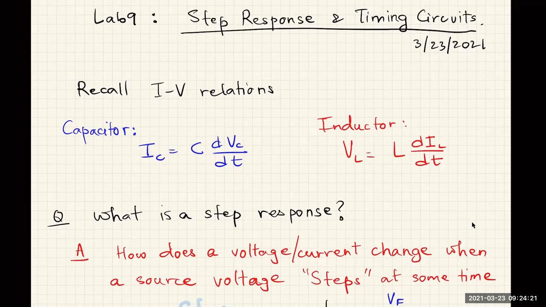Recall that for a capacitor, the current through it is equal to the capacitance times the rate of change of voltage across it. And the voltage across the inductor is equal to the inductance times the rate of change of current flowing through it. These are the fundamental IV relationships of inductors and capacitors, and that will give rise to what we call the step response and what we can use in timing circuits.